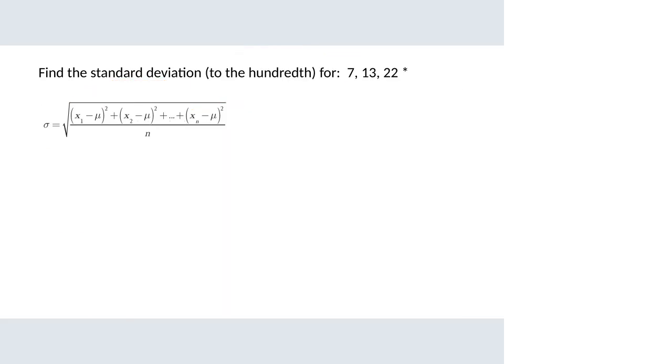Excellent. Here goes. Find the standard deviation to the nearest hundredth for that data set, 7, 13, 22. I know there's a lot to do here, so I'll give you a little time on this one to find the standard deviation for that data set.